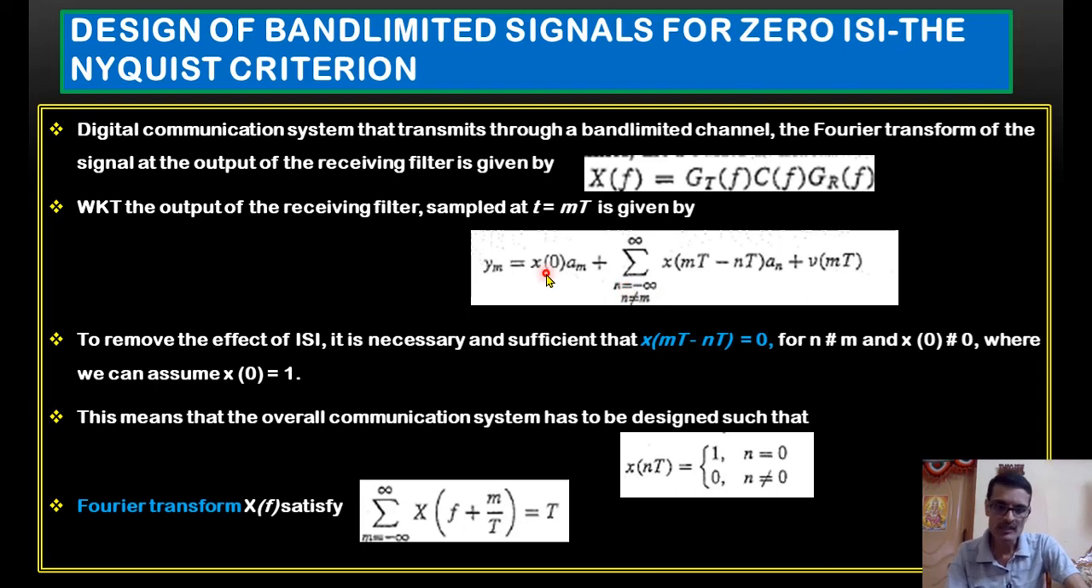Right? This is for n equal to 0. It should be equal to 1. In that case, I get y_m equal to a_m. This is the time domain. So if I take a Fourier transform of this particular equation, I'll get this particular condition. So this is the definition.